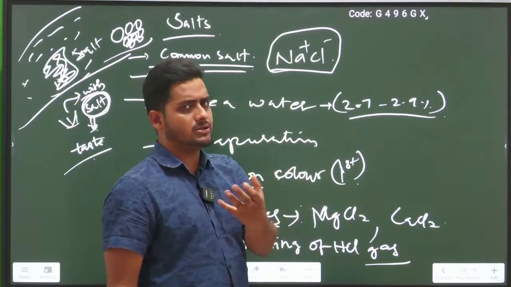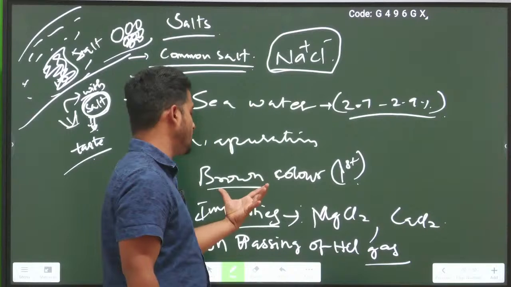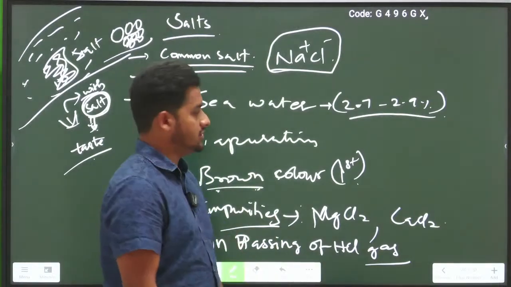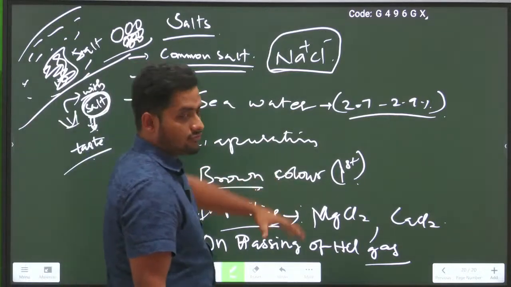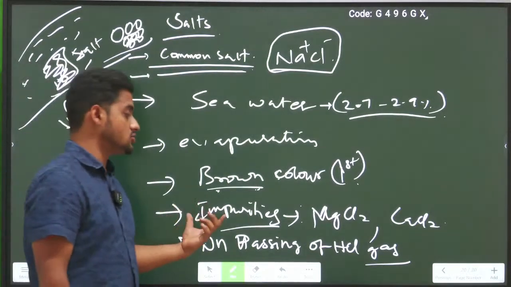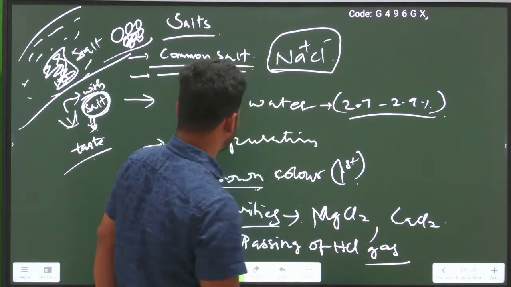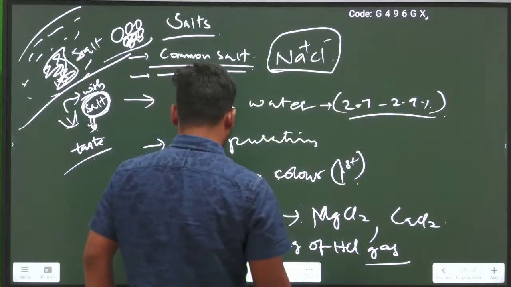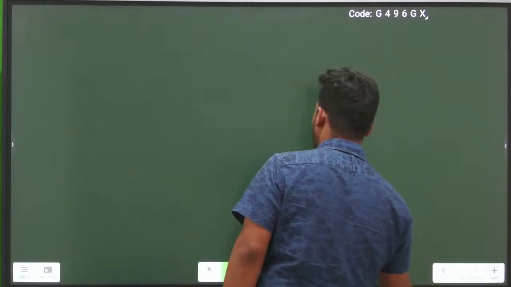Before we get the common salt which we use in our day-to-day life, we first get it in the form of brown salt. That brown salt we purify by passing some HCl gas. The brown color is only because of the impurities it has, that is MgCl2 and CaCl2. Passing HCl gas, we can produce these salts. Next, what are the uses of these salts? We can write these uses here.